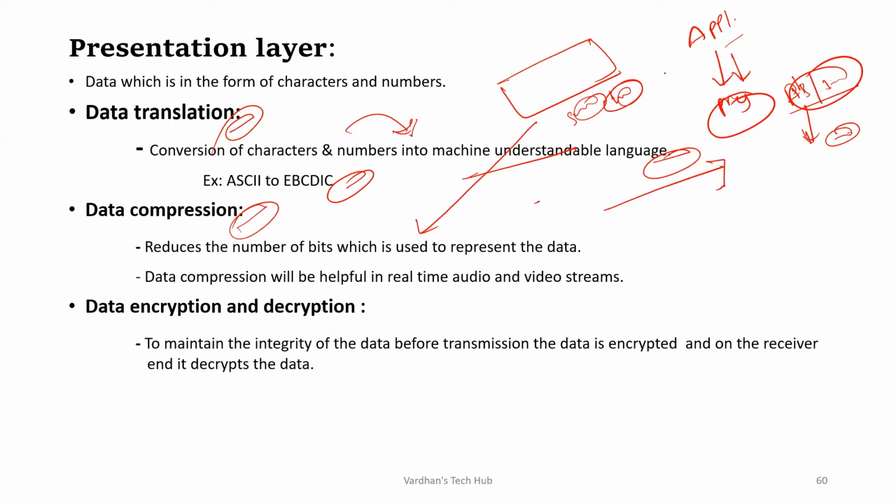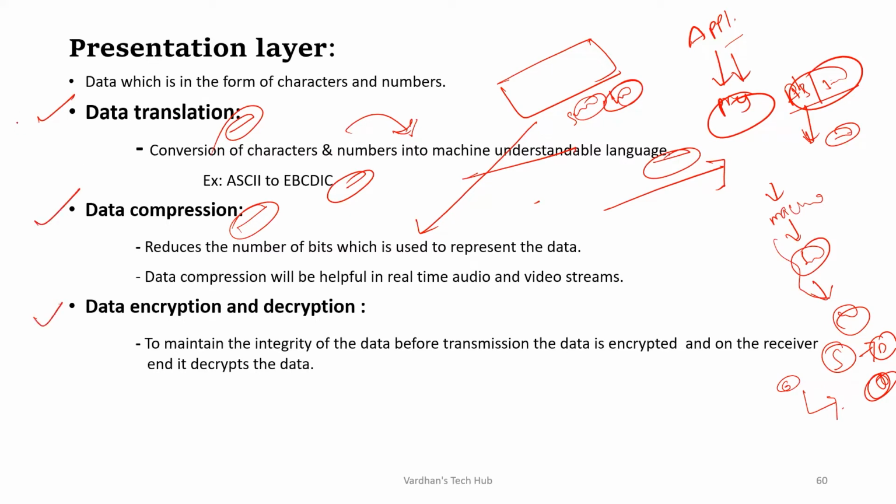Here we received the data, converted it to machine understandable language, and the size is reduced. To provide security, the data will be encrypted on the source end and decrypted on the destination end. The source end is from where we are sending the data. At that point it will be encrypted, and while receiving it should be decrypted. So the presentation layer performs three main functionalities: data translation, data compression, and data encryption and decryption.